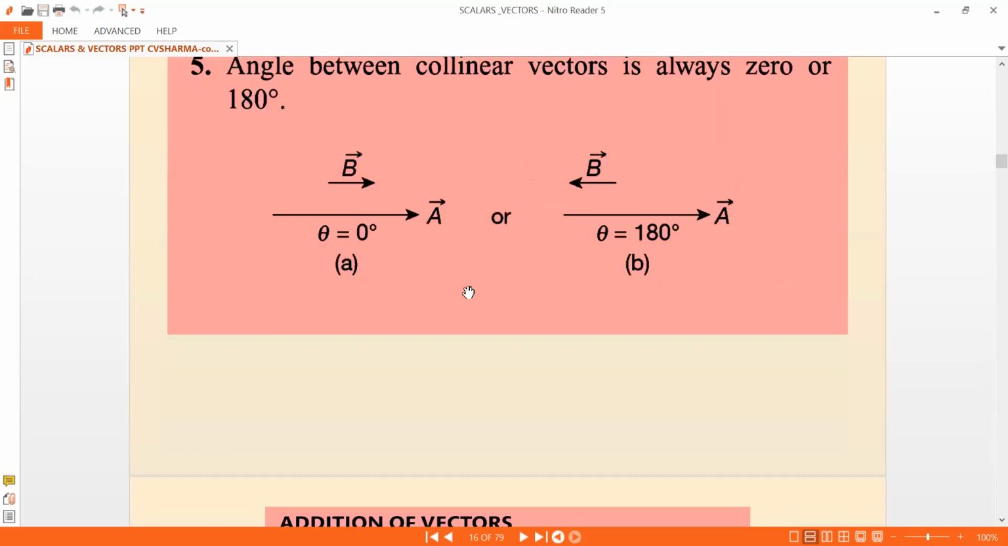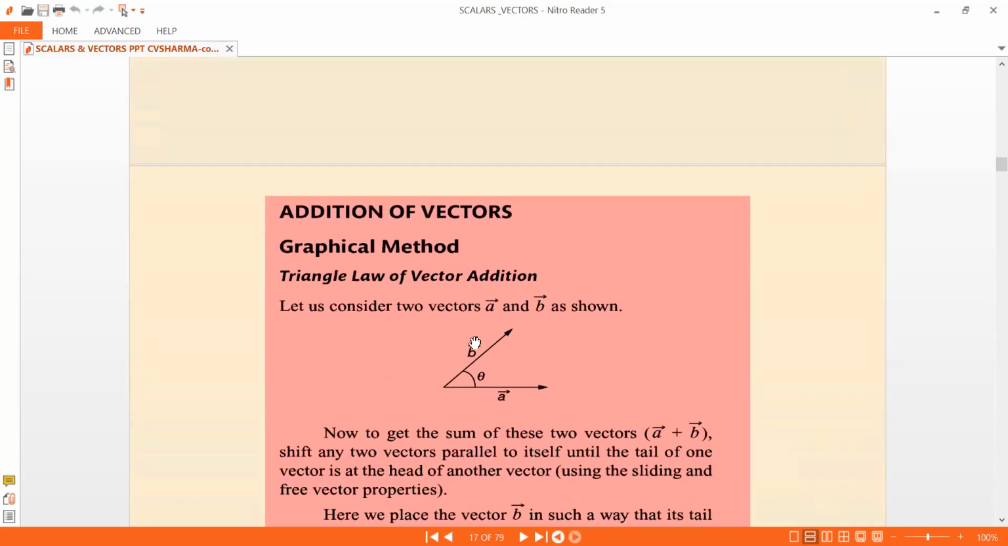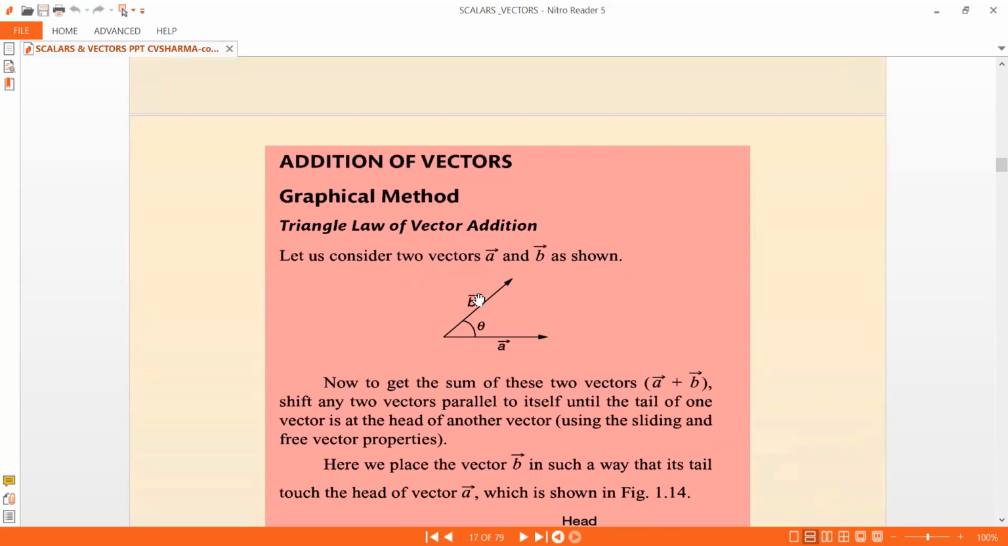Now let us go to the addition of vectors. In this particular video, I explain the addition of vectors by the graphical method, basically the triangle of vector addition. First I'll go through the notes in the slide, and then I'll move on to the whiteboard to explain how exactly you can do it in very simple steps. So let us go through the notes first.